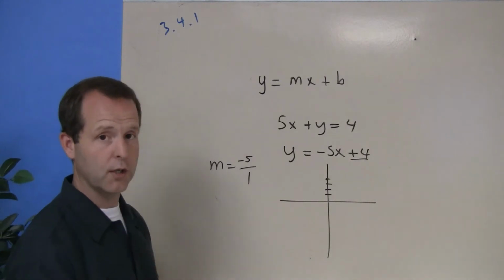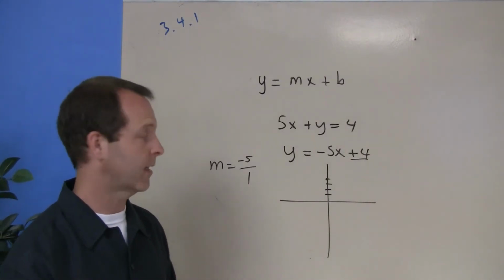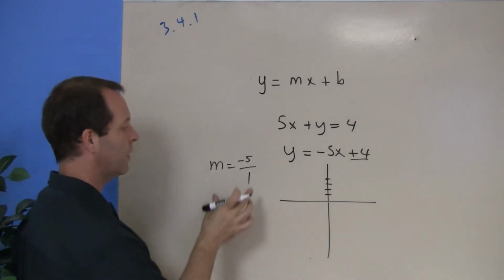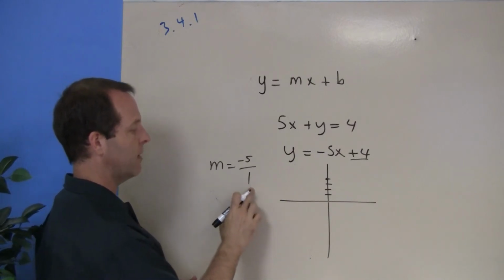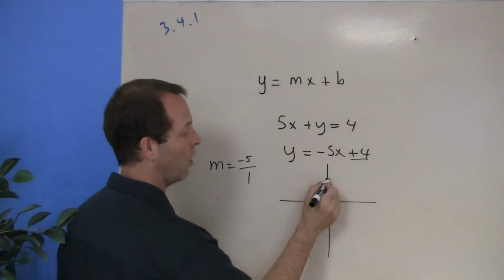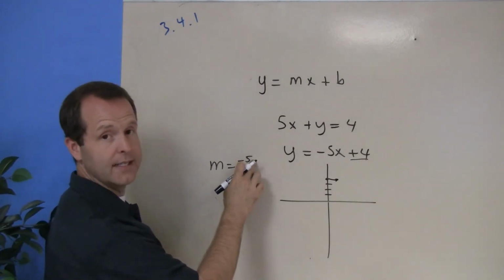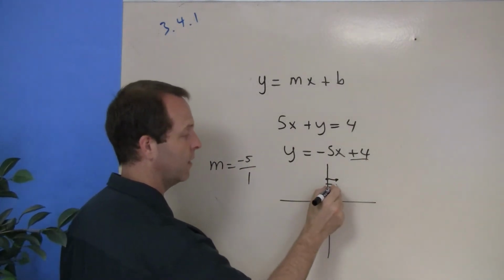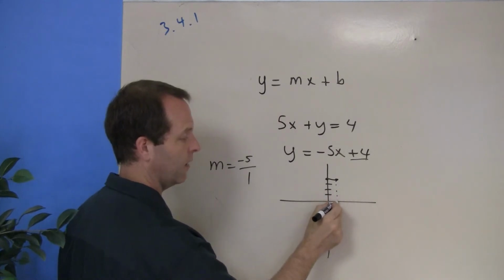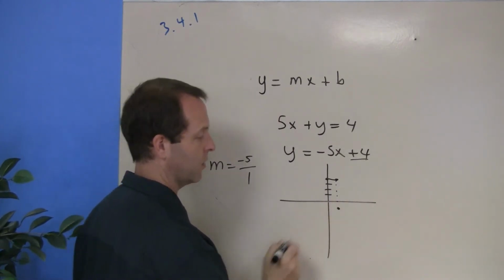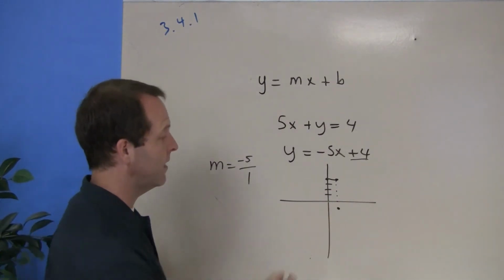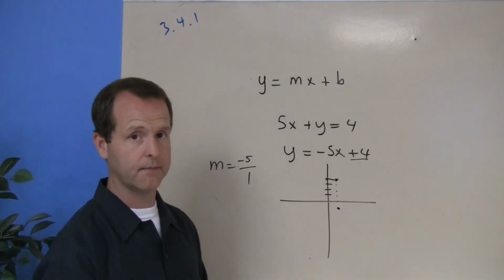What this negative 5 means, and it's over an understood 1, I can think of in 2 ways. And let me show you both ways. First of all, negative 5 over 1 tells me my run is over 1, and then my rise is down 5, or a negative 5. 1, 2, 3, 4, 5. So that's where the next point is, and these 2 points will determine a line.